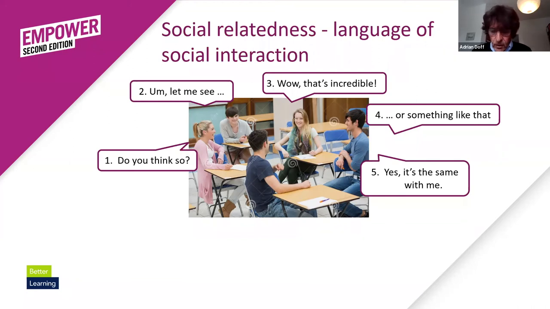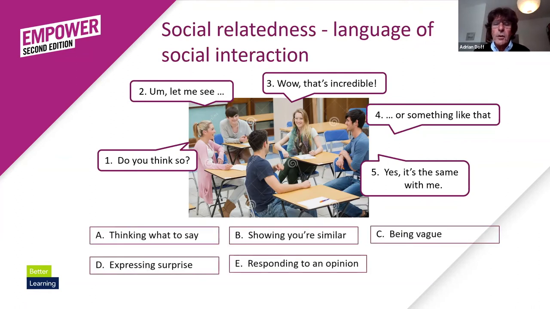And I'd just like you to look at these, and got a very brief task here. Just see if you can match the examples with the functions. So for example, number 3, "wow, that's incredible," is obviously an example of expressing surprise. D is a way of expressing surprise. Just look at these and match them together. And answer in the chat by all means if you'd like to, or if you'd like, just think about it.